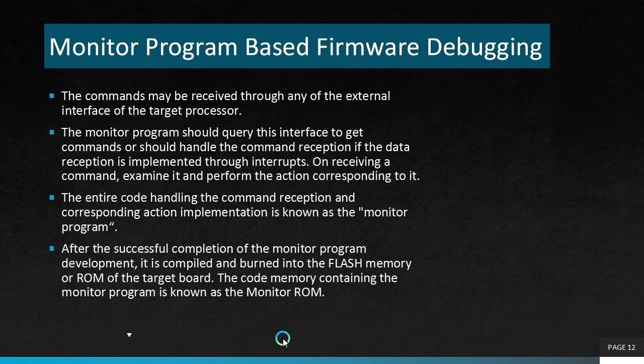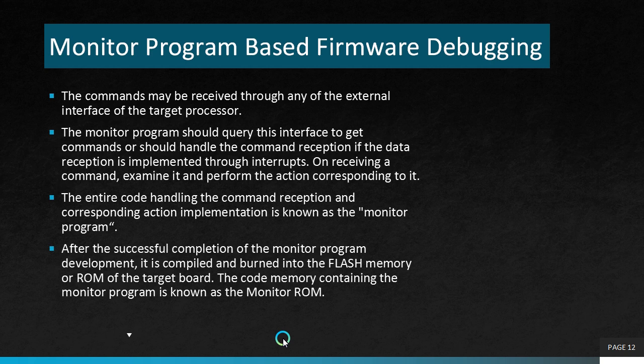The commands may be received through any of the external interfaces of the target processor. For example, we can say the RS232C serial interface or parallel interface or the USB also. The monitor program should query this interface to get commands or should handle the command reception if the data reception is implemented through interrupts. On receiving a command, examine it and perform the action corresponding to it. The entire code handling the command reception and corresponding action implementation is known as the monitor program.